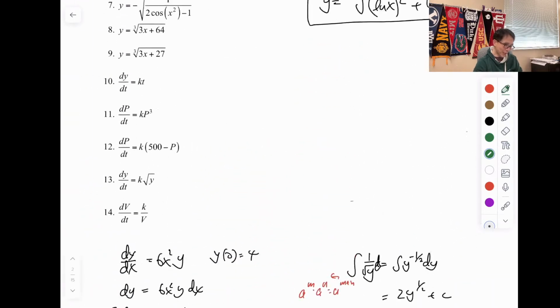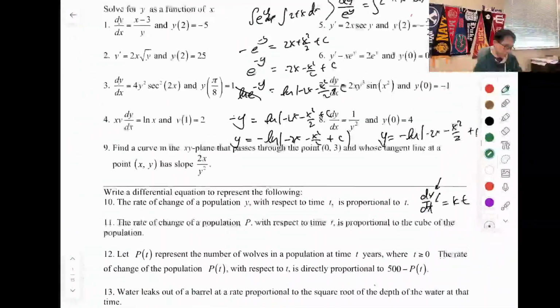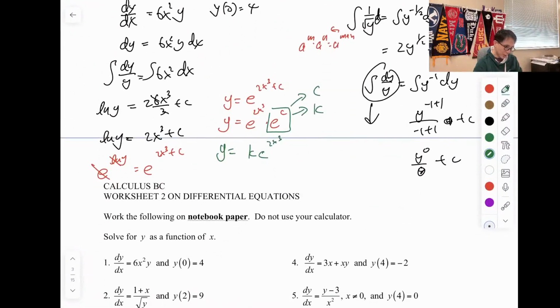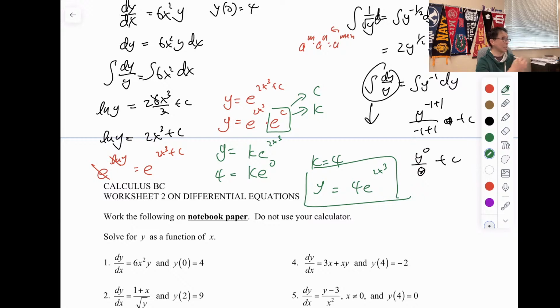Now you plug in here. So you plug in the initial condition, which is, I have no idea what it is. y(0) equals 4. So this one's 4 equals e to the 0 times k. So k is equal to 4. But remember, now it's going to be y equals 4e to the 2x cubed. So instead of plus something, now it becomes the coefficient in front of the function.